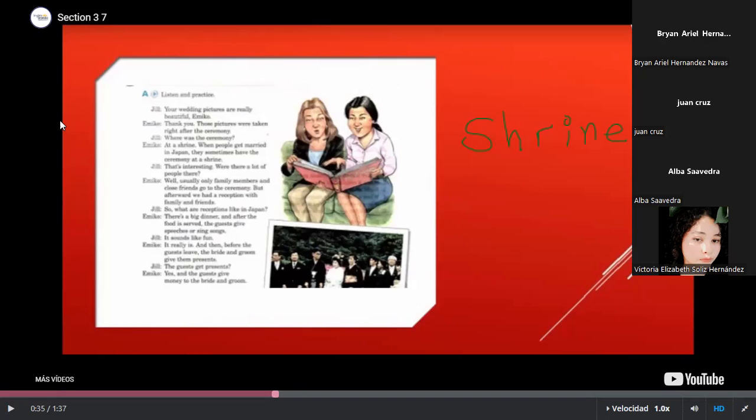The wedding isn't in a shrine. Isn't in a shrine. Shrine. In El Salvador. Oh, okay. Yeah, that's another difference that we have between Japan and here in El Salvador. Okay, good, excellent.